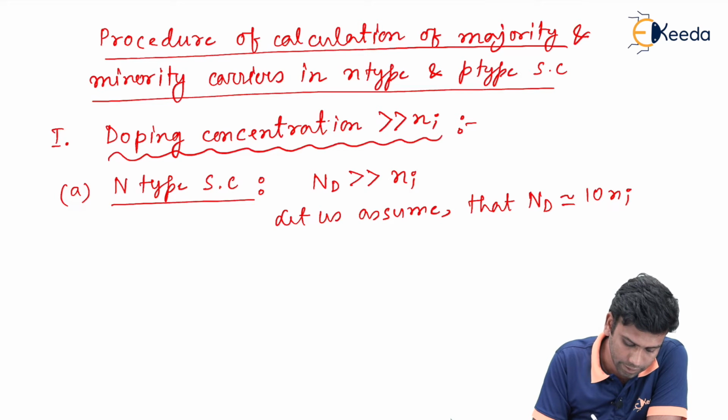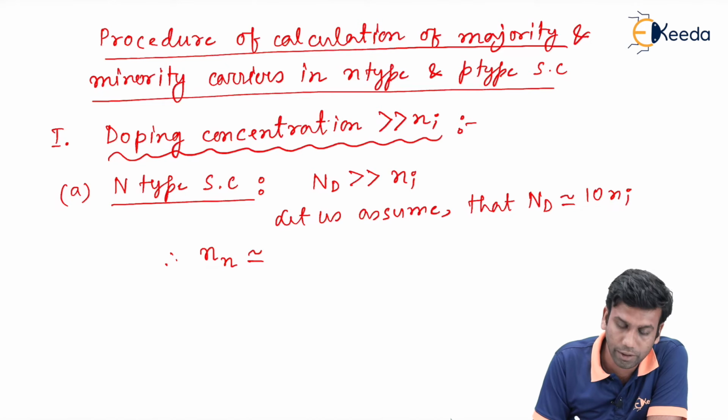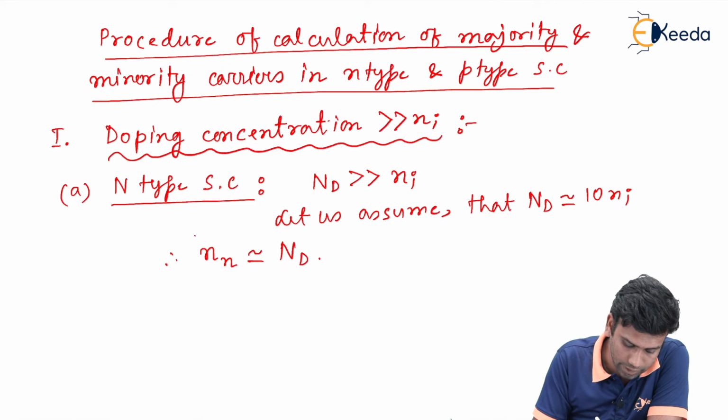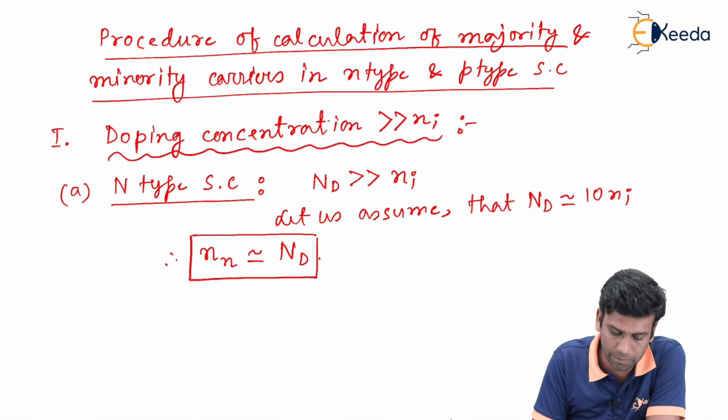So, we can write that the majority carrier concentration of the N-type semiconductor, which is electrons, denoted by Nn, will be nearly equal to the donor ion concentration, that is Nd. This is the majority carrier concentration in the N-type semiconductor when the doping concentration is very much greater than the intrinsic carrier concentration.